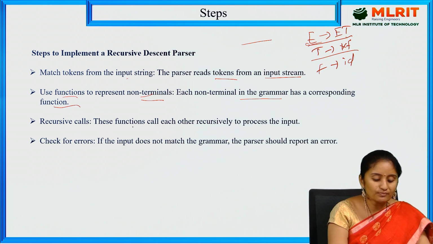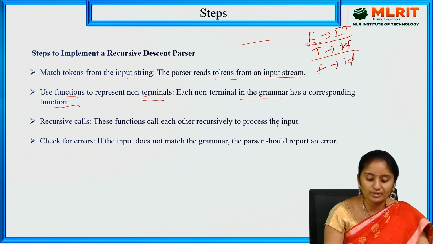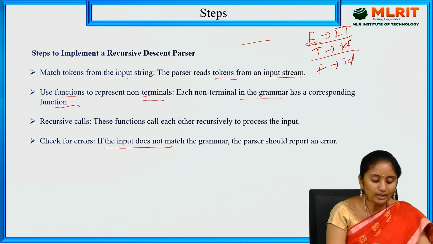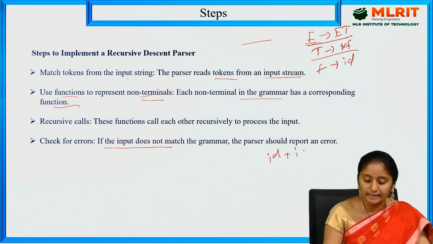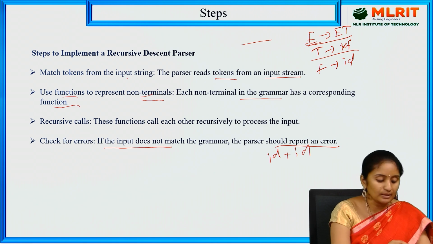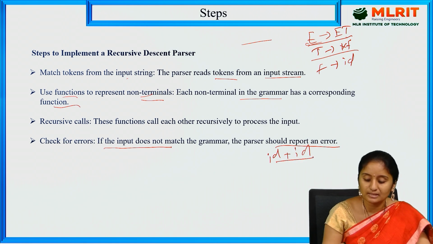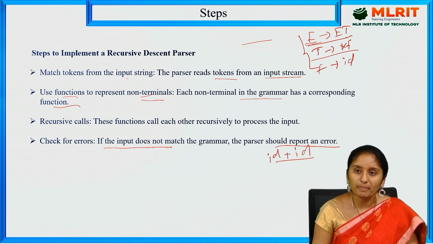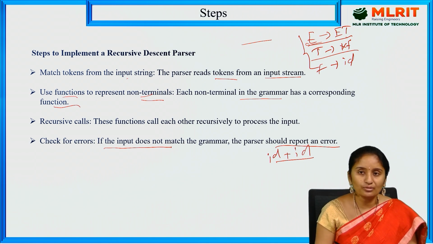Recursive calls: these functions call each other recursively to process the input. The name itself tells us that it is a recursive call parser. Check for errors: if the input does not match the grammar, for example if I give ID plus ID and according to my grammar that string is not matched, then it reports an error. This string is not matching the given grammar, so it is not accepted by the recursive descent parser. So these are the steps used to construct a parser.